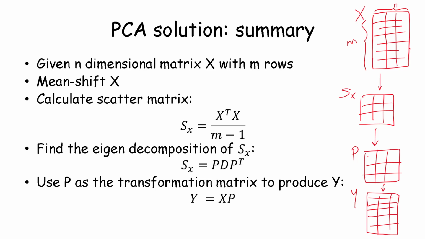Let's summarize what we would do given a data matrix X which has m rows and n columns. Here I am showing a matrix with n equals 3 columns. We would first shift X to its mean by subtracting from each column the average of that column. We would then calculate the scatter matrix of X, which for this example would give us a 3 by 3 matrix. After the eigen decomposition of this scatter matrix, we would obtain the eigenvectors, which is exactly the transformation matrix we would use to transform X into Y.